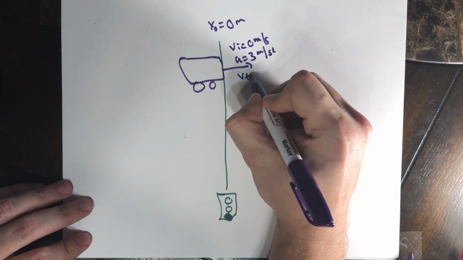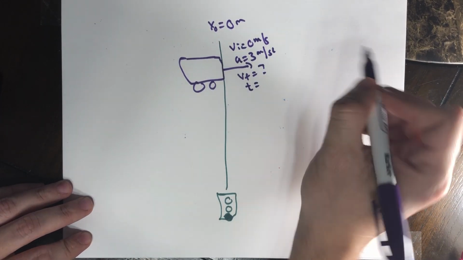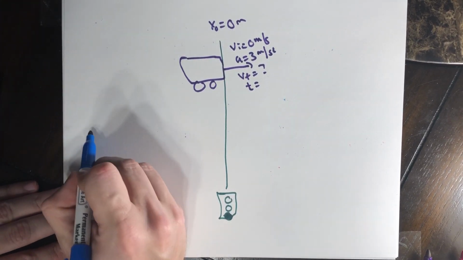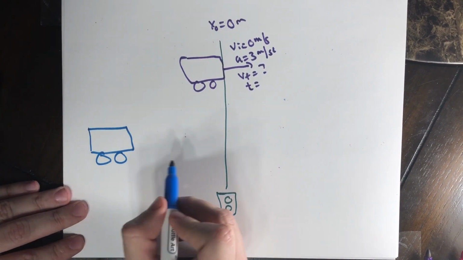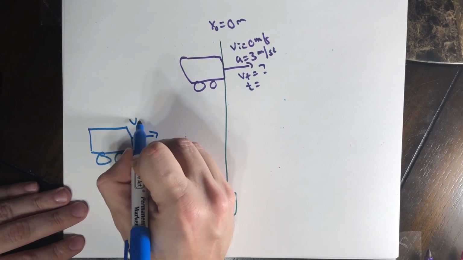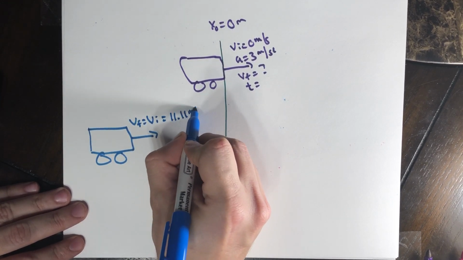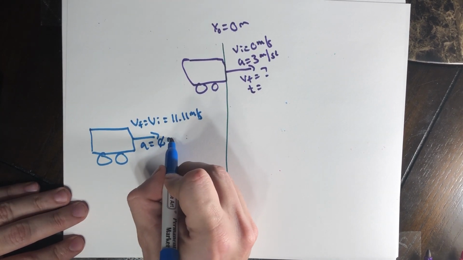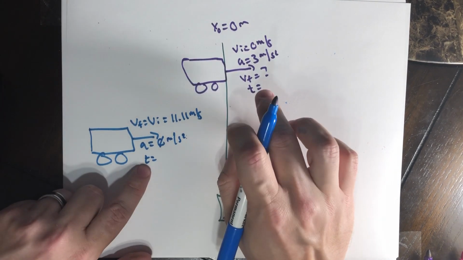We don't know its final velocity. We have no idea. We don't know how long it's going to take for stuff to catch up. That's stuff we might need to find. Okay? Our car, which for me is going to be a Civic because that's what I'm driving, is way over here. And we're initially moving, and our final and initial velocity is the same, 11.11 meters per second, because we have no acceleration. And again, we don't know time, but we know our times are going to match up. These times are going to be the same.